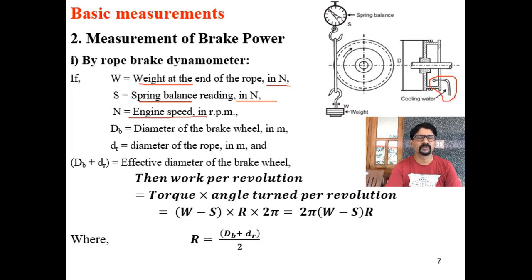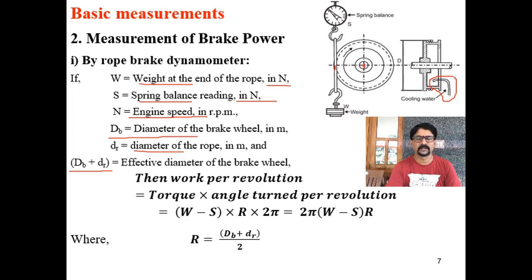Now the diameter of the brake wheel has to be noted, and also the diameter of the rope, because you have to calculate the torque. So torque is nothing but force into distance. Your distance is measured from the center of the rope to the center of the brake wheel. For that you need the diameter of the brake wheel as well as the diameter of the rope, and the effective diameter will be dB plus dr, that is diameter of brake plus diameter of the rope.